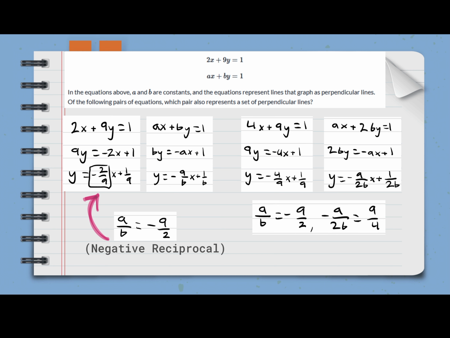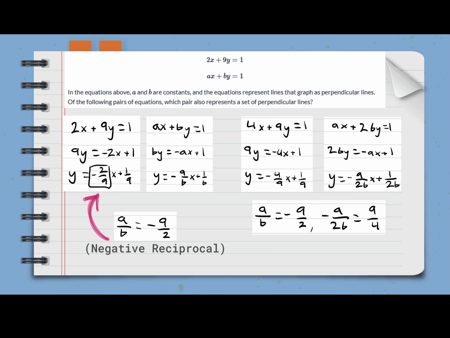When you have that negative a over b equals 9 over 2, that also equals negative a over 2b equals 9 over 4. So again, think about multiplying the a over b times 1/2, and you'll end up with the same answer that matches based on the a over b. If that's a little bit confusing, you can leave a comment down below. I can explain a little more.